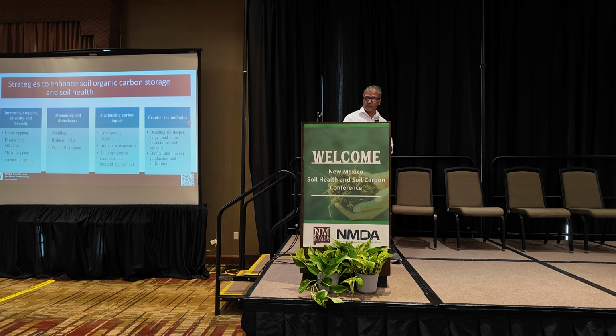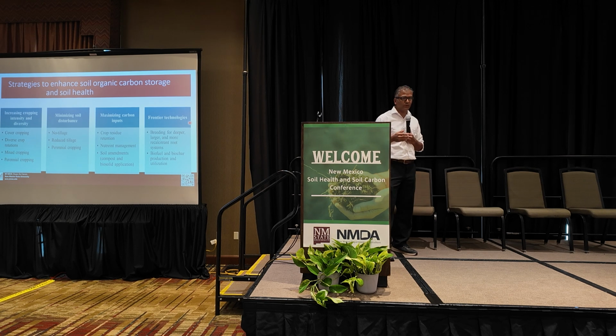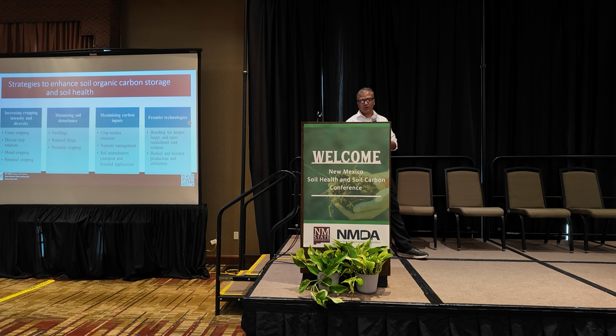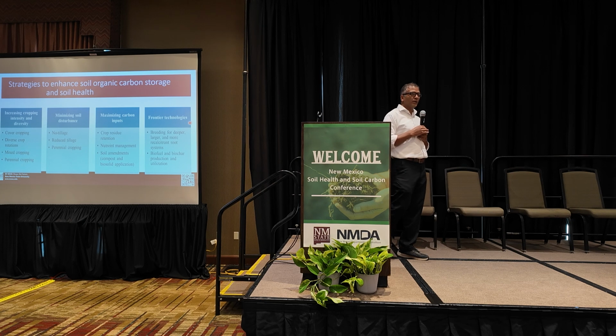And the strategies I already identified in those pictures, like different practices have different potential to sequester carbon. For example, increasing cropping intensity and diversity, like cover cropping and diverse crop rotation, can, in arid and semi-arid systems, sequester about 200 kg carbon per hectare per year.